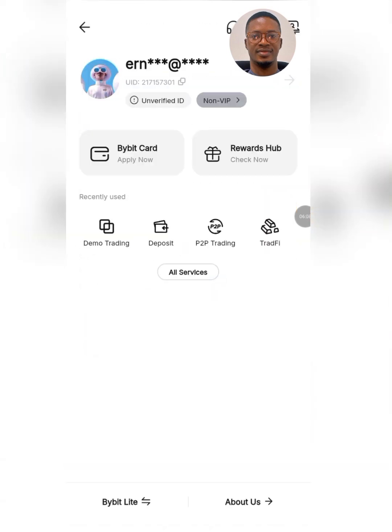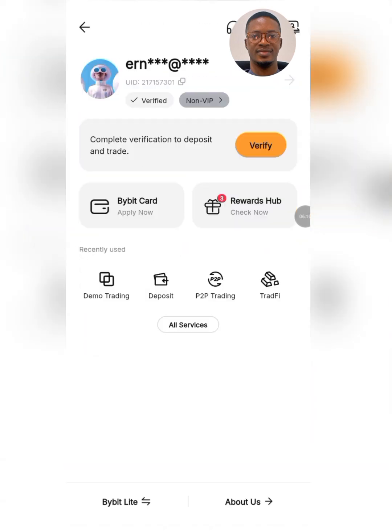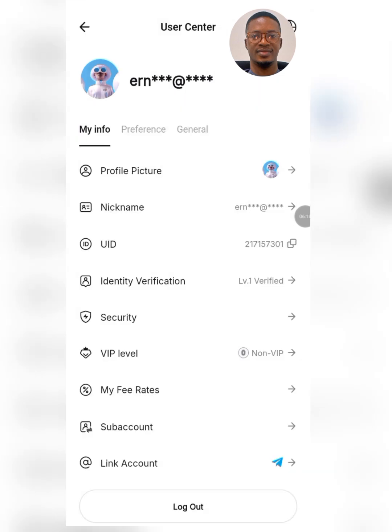Let's head straight in. Having opened my Bybit, that's how it actually looks. So I can decide to go to settings. Okay, I want to set up my Bybit now. I want it to look the way I want it to be. All right, so you can see my profile here. I can choose to change the profile picture or whatsoever, both there. I can change my nickname.